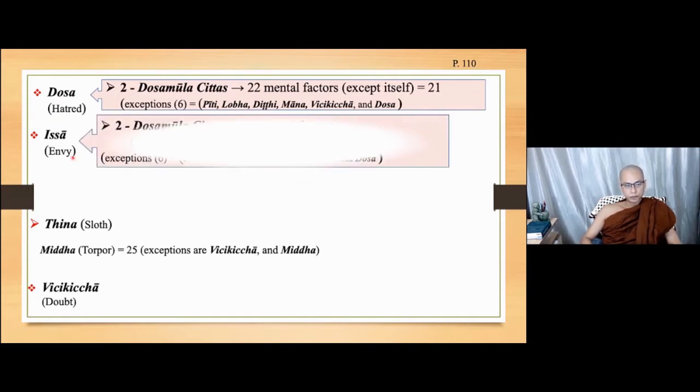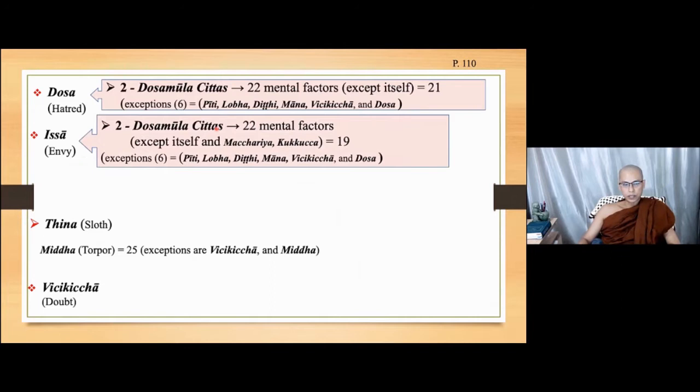So Isa also arises with Dosa Mula Chitta, but Isa has other accompanying mental factors, and those have the nature of arising separately. So Machariya and Kukucha: if we remove them, because they cannot arise at the same time with Isa, but Dosa can arise with Isa. But Machariya and Kukucha cannot arise with Isa. We already discussed this in the Sambhyoga Naya.